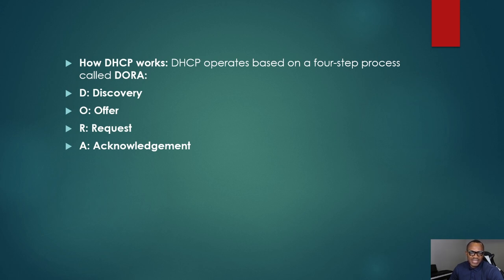The R stands for request, where the client replies with a DHCP request to accept the offered IP and parameters. And the A stands for acknowledgement, where the DHCP server confirms the lease by sending a DHCP ACK, finalizing the process. So let's look at an example.